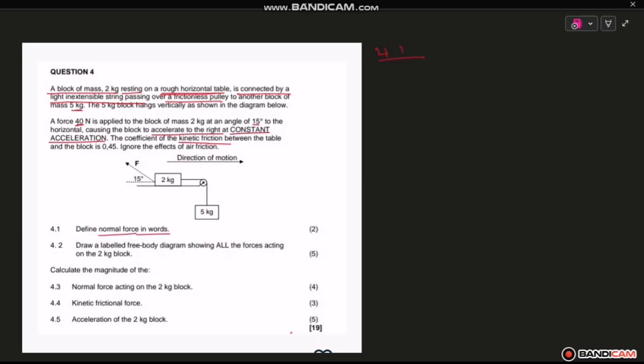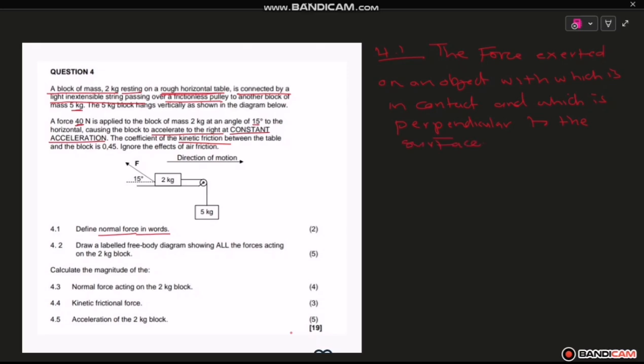In 4.1, they want us to define normal force in words. This is how you define it: the force exerted on an object which is in contact with a surface and which is perpendicular to the surface. This is how you're defining it.